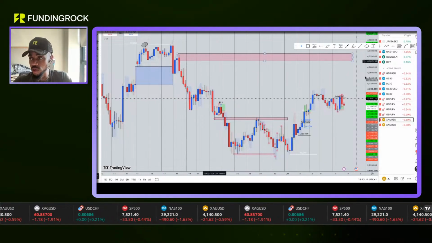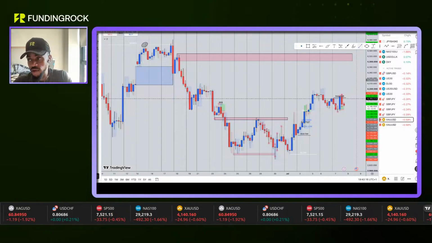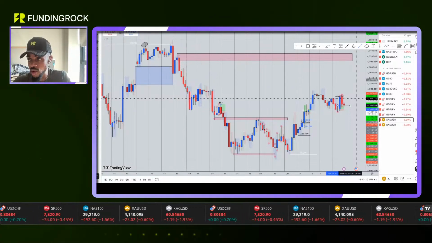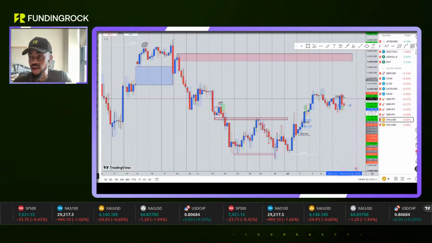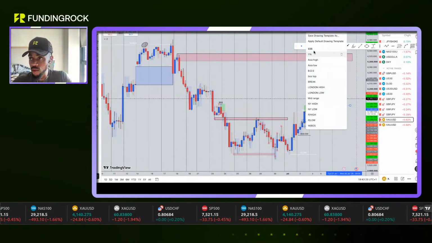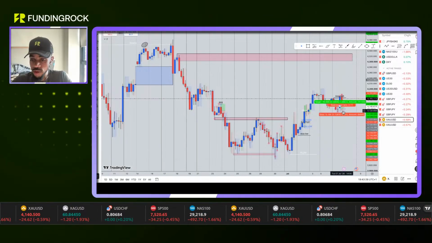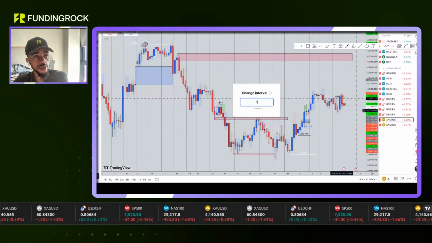So right now, as you can see, we have literally just mitigated this zone over here. That zone has now been mitigated. So we're going to put the dollar sign. So let's jump into the 1H.